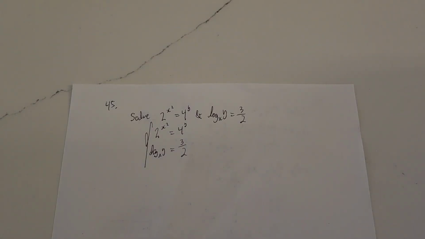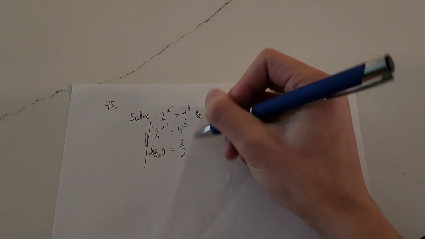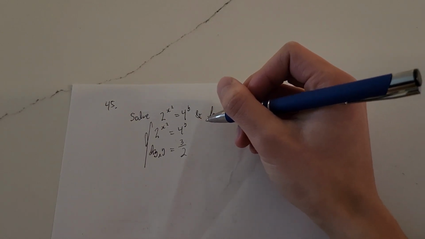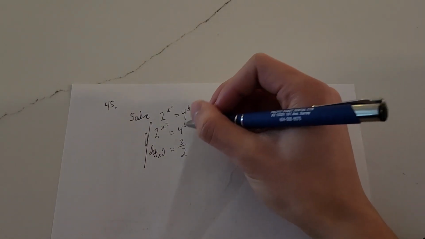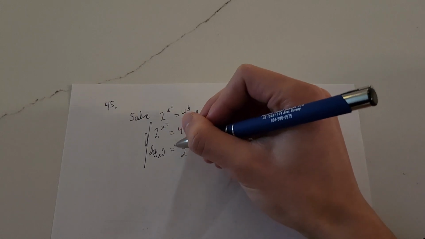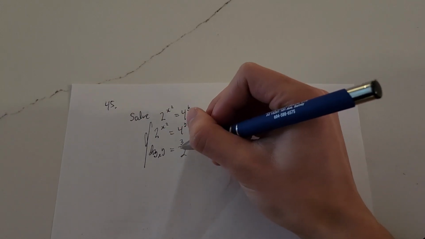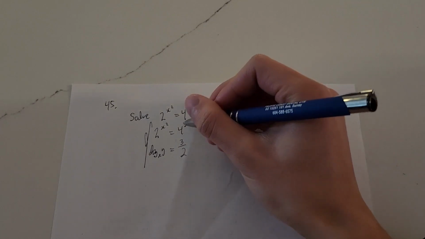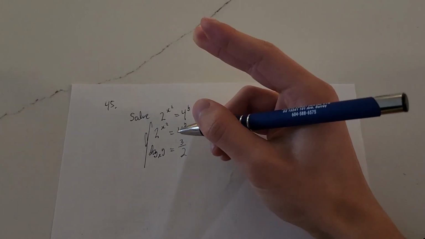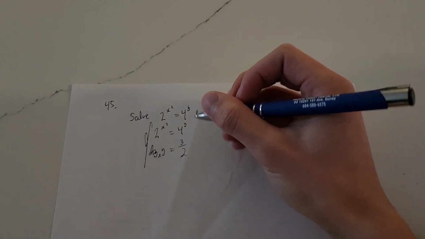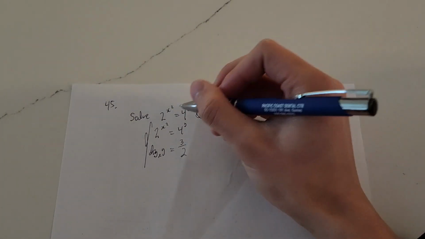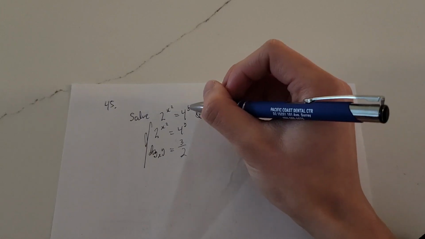So in question number 45, we are tasked to solve the simultaneous equations: 2 to the power of x squared is equal to 4y, or 4 to the power of y, and log base x of y is equal to 3 over 2. Since this is a system of equations, my strategy will be to solve for one variable first, plug it into the other equation, get the value for that variable, and then plug it back in to find both x and y, because systems of equations involve two equations where you need to solve for both y and x respectively.